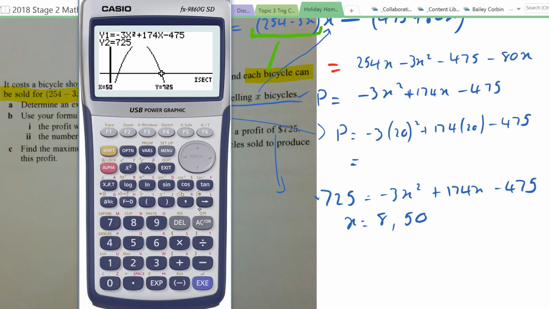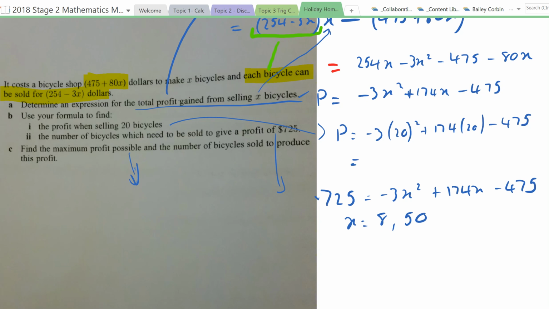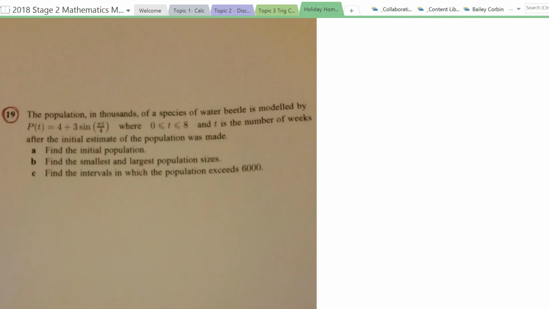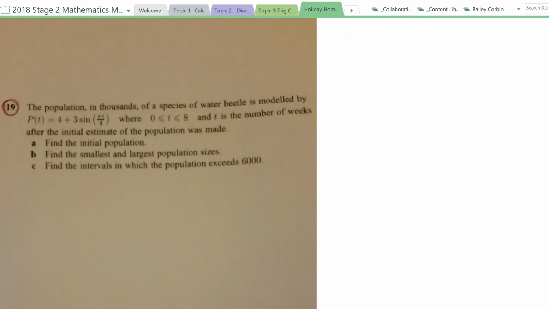In order to make the maximum profit, you go Shift G-solve max, and the max of that is 29. So when they make 29 bikes, they have a profit of $2,048. The calculator is extremely useful there. Moving down, the calculator is going to be quite useful here as well.